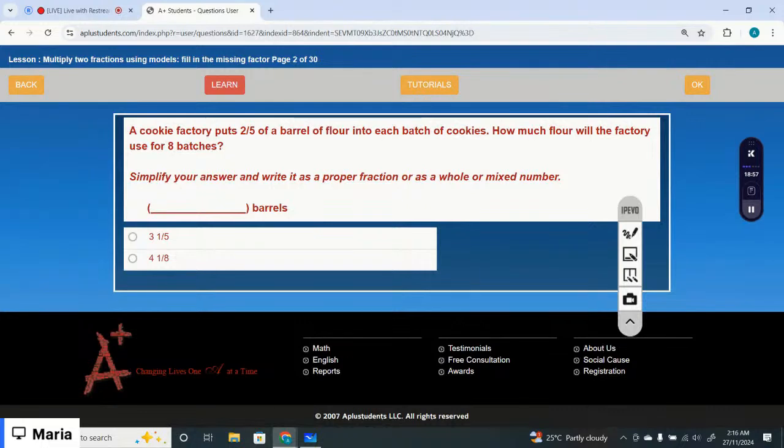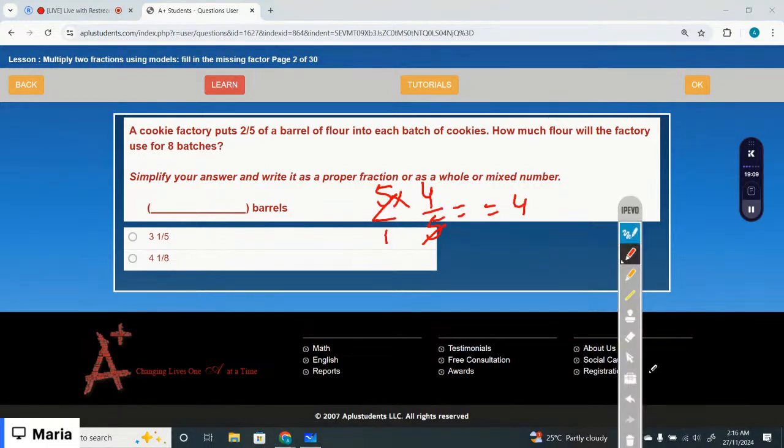A cookie factory put 2/5 of a barrel of flour into each batch of cookies. How much flour will the factory use for 8 batches? So for one batch that is 2 by 5. So for the 8 batches you have to calculate how much you have to use. That is 8 times 2 over 5. Multiply numerator times numerator, that is 16 over 5. So let's just divide 16 by 5. 5 times 3 is 15 and here you have 1. So the correct option is 3 whole 1 over 5. Option number 1 is the correct option.